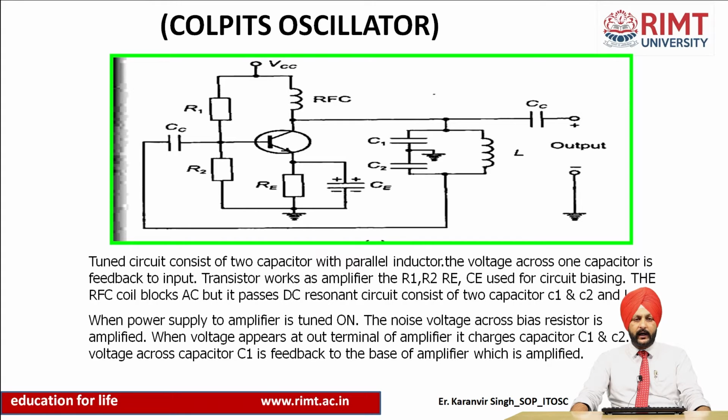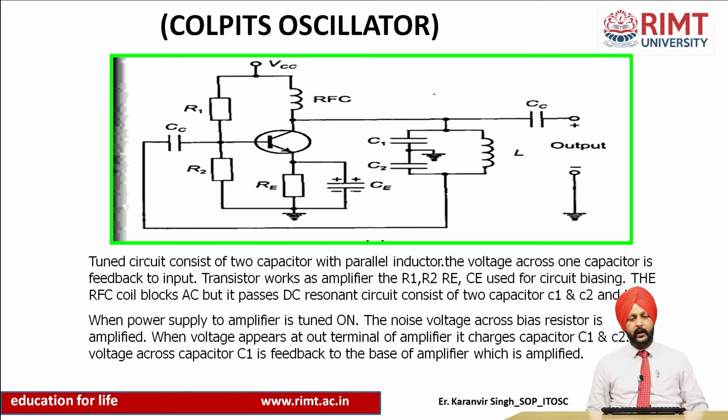Here R1, R2, and RE are the components used for the circuit stabilization of the device. The RFC coil mainly works to block AC, and it allows DC to pass through it. The resonant circuit consists of two capacitors C1 and C2 as well as the inductor L.